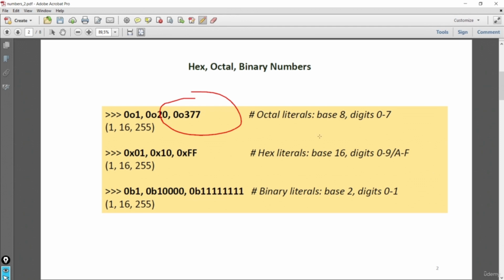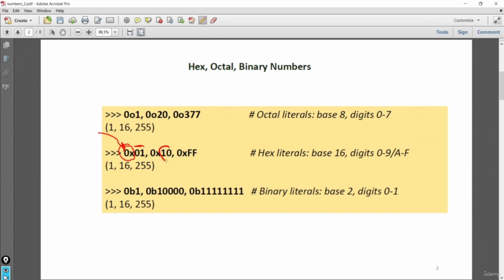In a similar manner, we can define hexadecimal numbers in Python. For this purpose, we use prefix 0x. This is 0, and this is small letter x. Okay, the rest of the digits are in base 16.